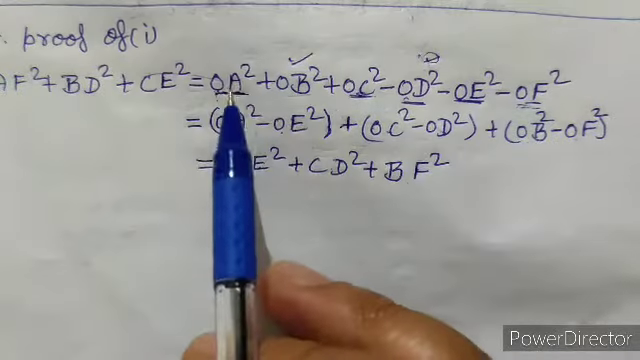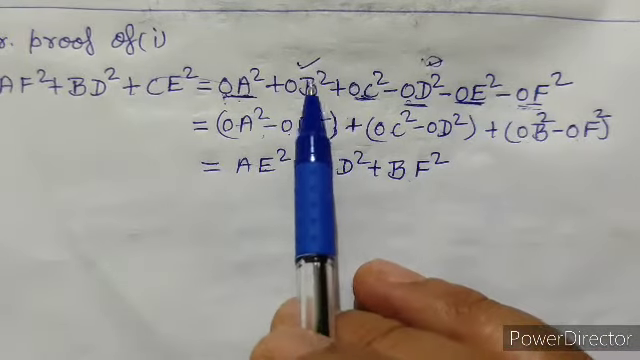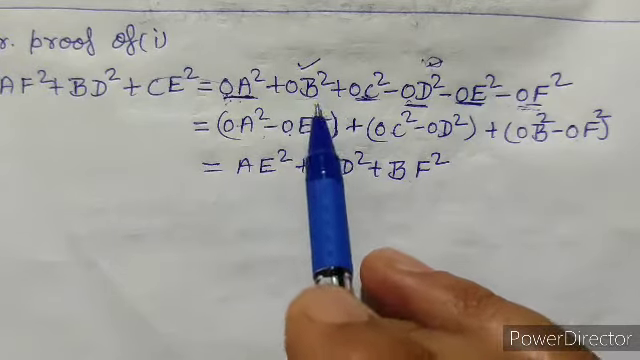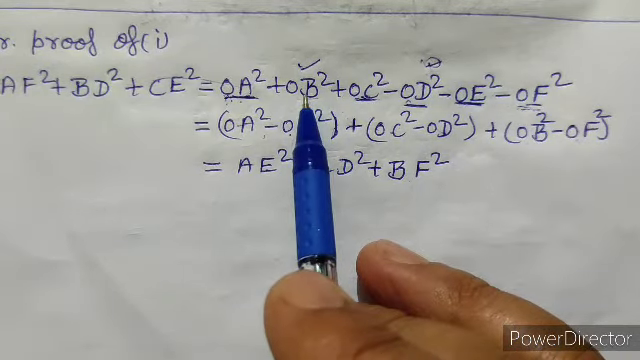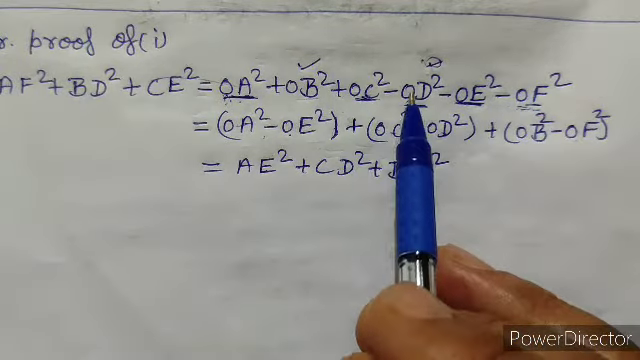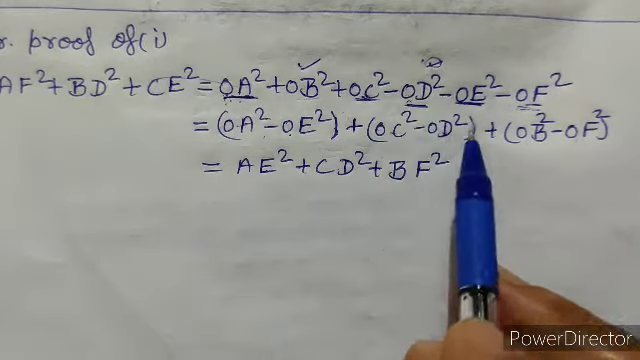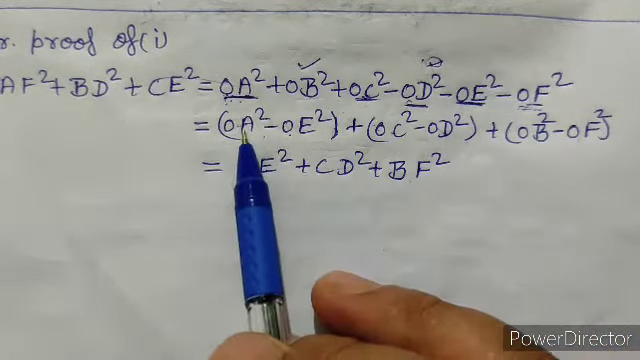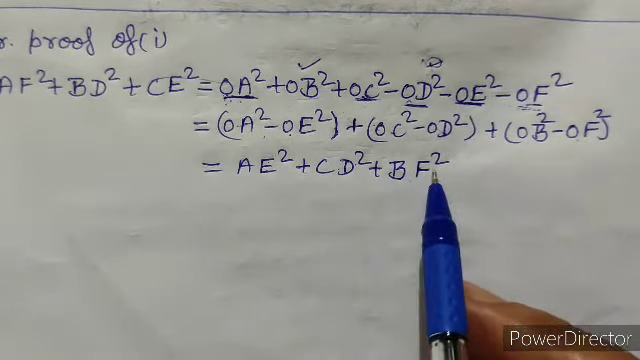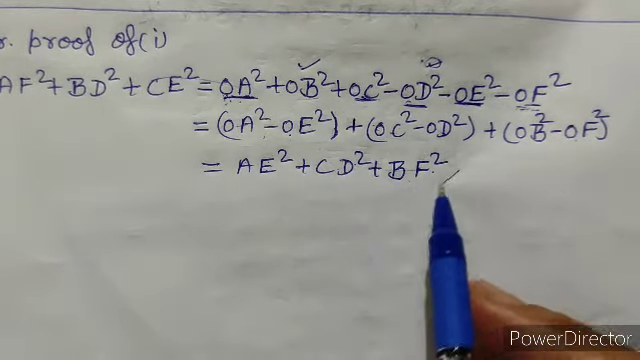Now on writing OA square and OE square together, taking OA square minus OE square together, and OB square minus OF square, and OC square minus OD square together, we will get the right hand side as AE square plus CD square plus BF square by Pythagoras theorem, and that is the proof of the second part.